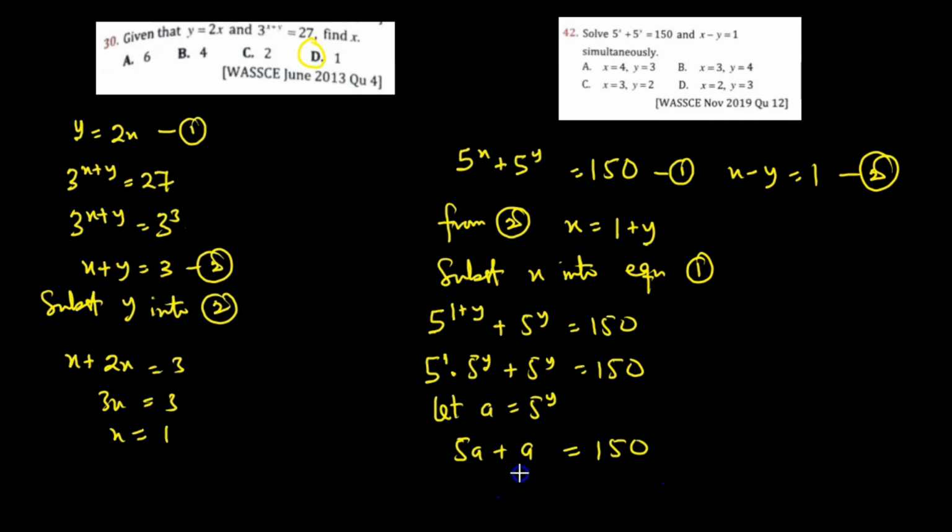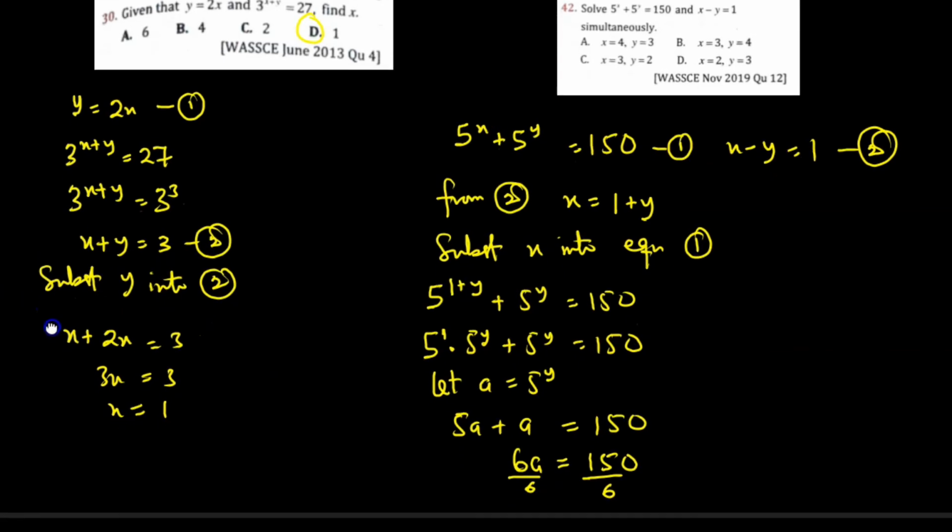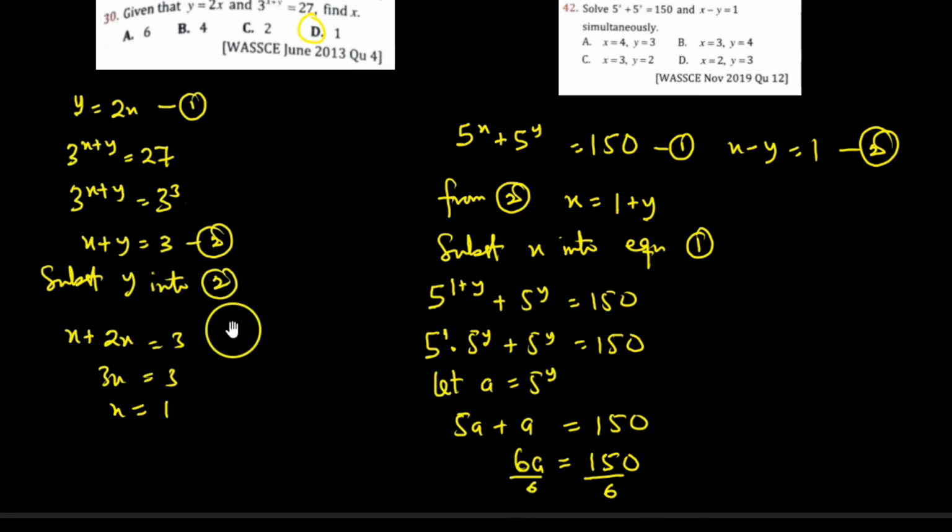So we have 6a equal to 150. Therefore, we divide through by the value of 6. So dividing 6a equal to 150 by 6, we obtain 6 here and here also by 6. Now let me just scroll it up to get some little space and then work with it. So a will be equal to the value of 25.